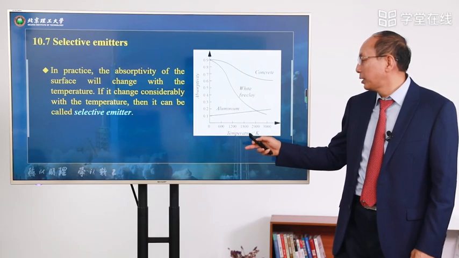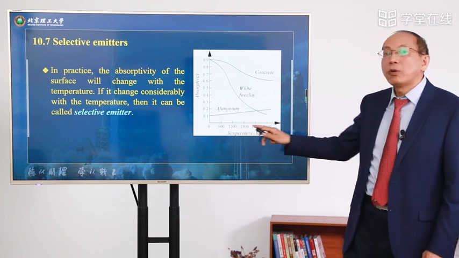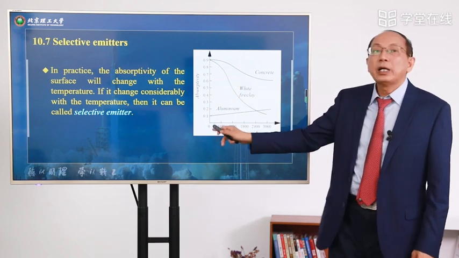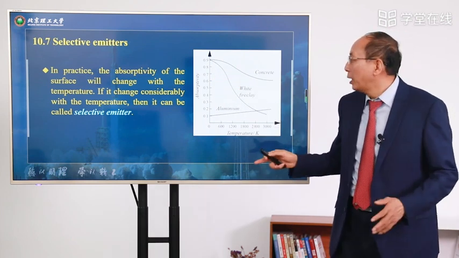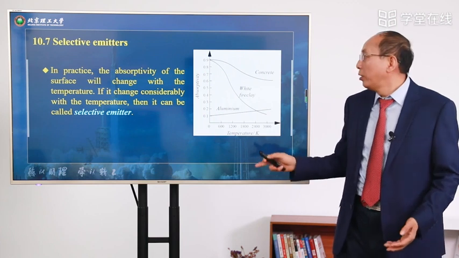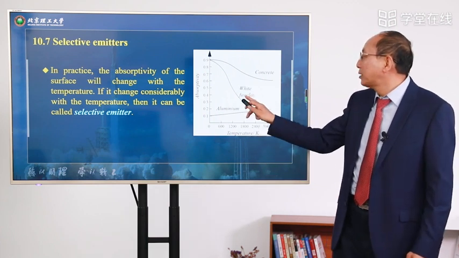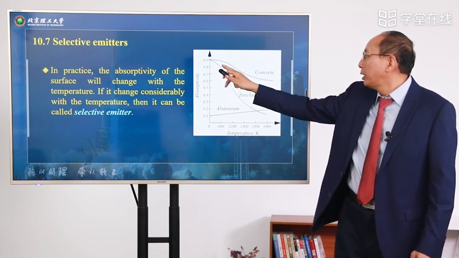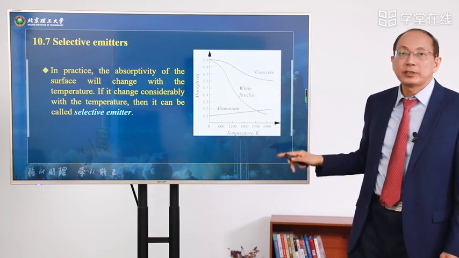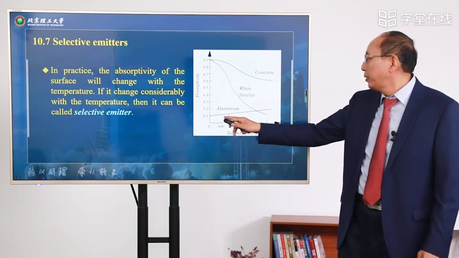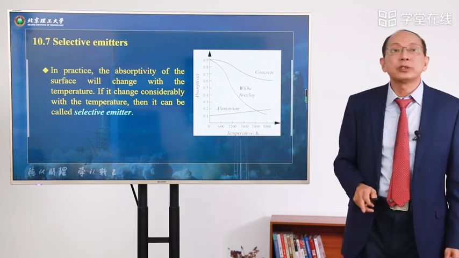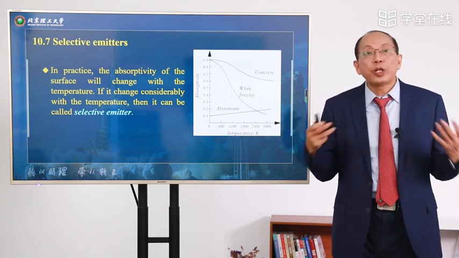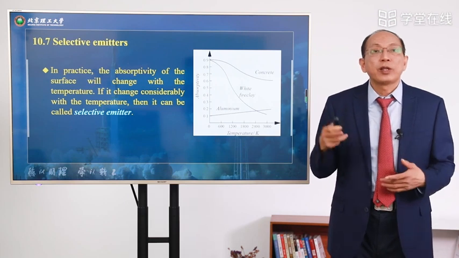For example, like this, the horizontal axis is temperature. The vertical axis is absorptivity. We can find for white fire clay, the absorptivity decreases very fast. For aluminum, maybe there is a little increase. Just to say, the absorptivity changes with the temperature.